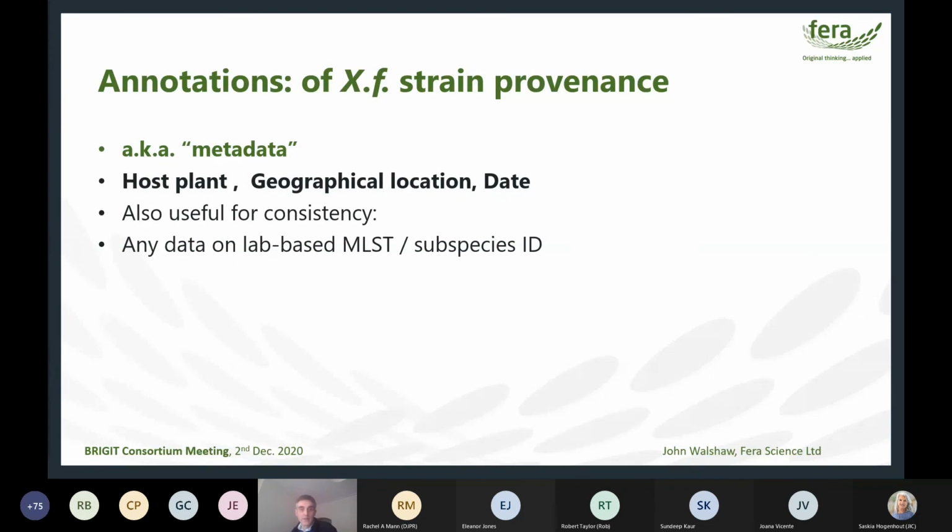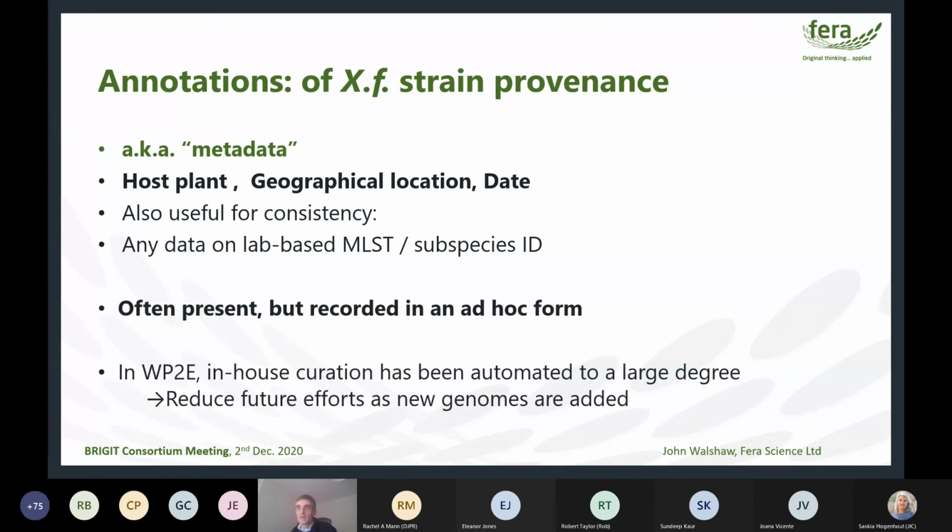I'm just going to say data scraping. This genomic information is all very well, but it doesn't mean a lot unless we've got the provenance information, where these things come from. And just to say that quite a lot of work required there, because that's often present but recorded in irregular form. So I've done quite a lot of work trying to, as much as possible, automate the scraping of that data to reduce any sort of future in-house curation efforts that you'd have to do with new genomes which appear.